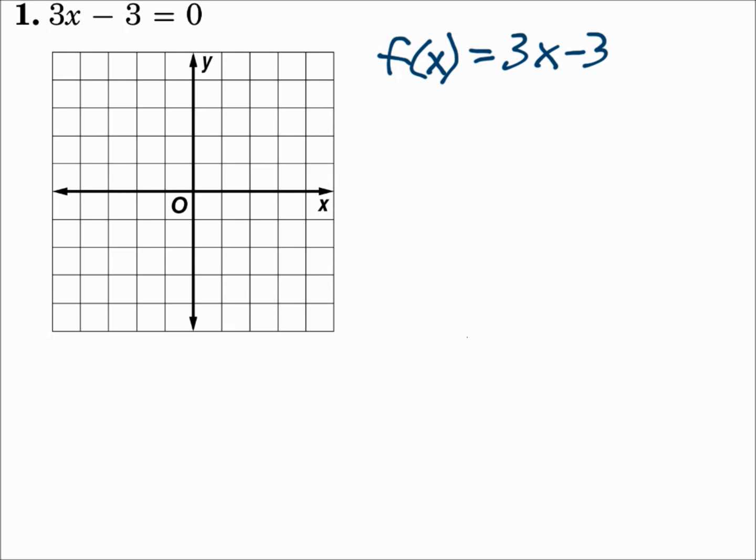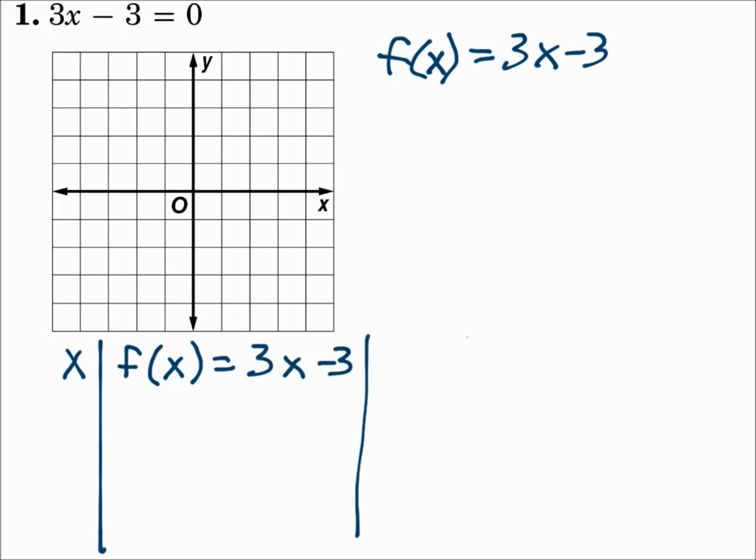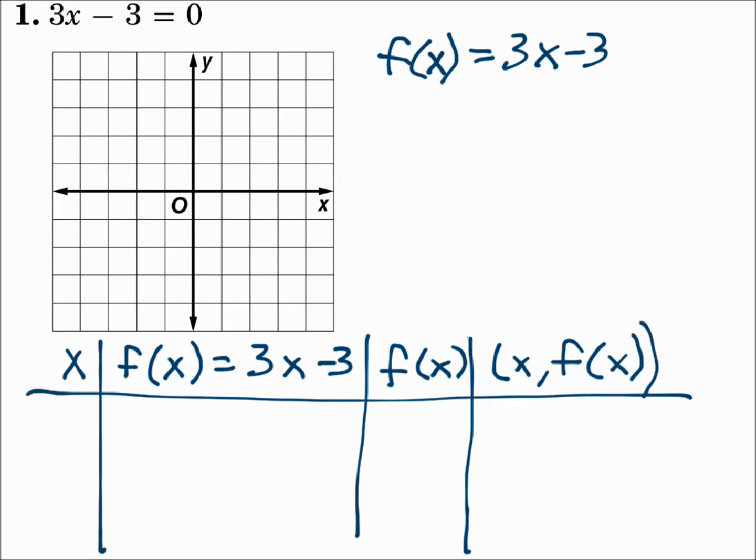Now make a table. An x column, an f of x equals 3x minus 3 column. When we work that out, we'll have an f of x column, and then finally an x comma f of x column. Remember, f of x is the same as y, so I've got x's, I substitute in, solve for the y's, and then I have a set of points x comma y. We use f of x because we know this is a function. We're substituting in an x value, and we're finding out the function's y value.